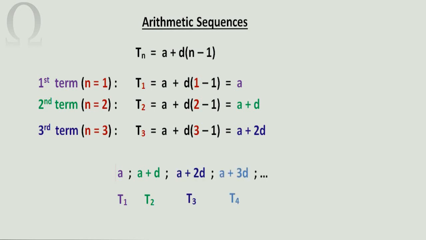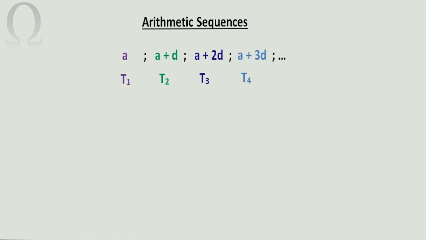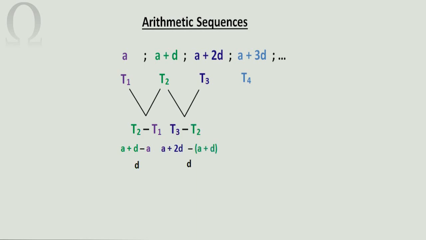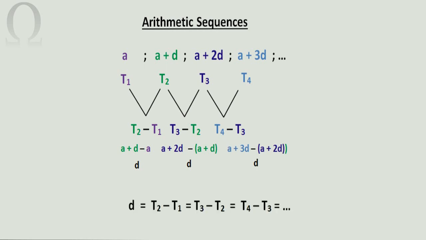The difference between successive terms of a linear sequence equals d, which we can illustrate by determining the difference between successive terms of a general linear sequence. The common difference between successive terms is therefore given by t2 minus t1, t3 minus t2, t4 minus t3, etc.